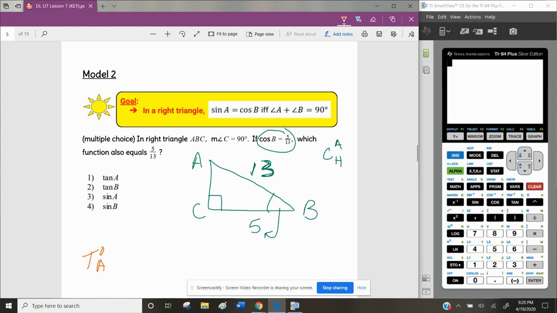Okay, so now in this multiple choice question here, they gave me tangent, but we know that tangent is TOA and doesn't even have the hypotenuse in it, so we know those are out. There's no H. So we're left with sine of A and sine of B.